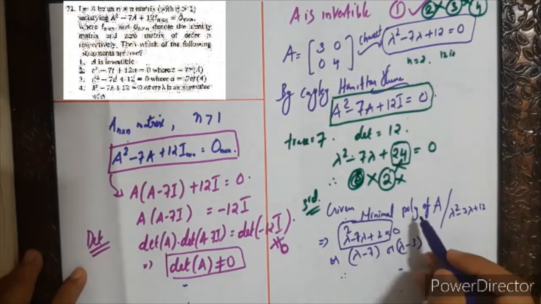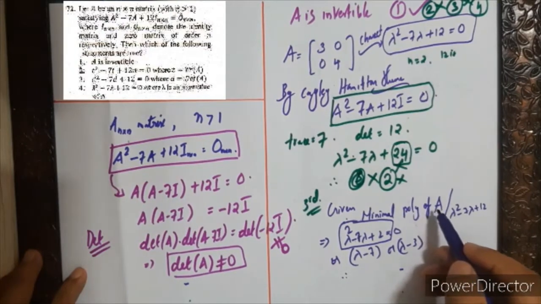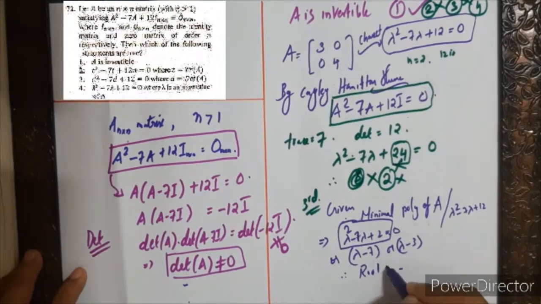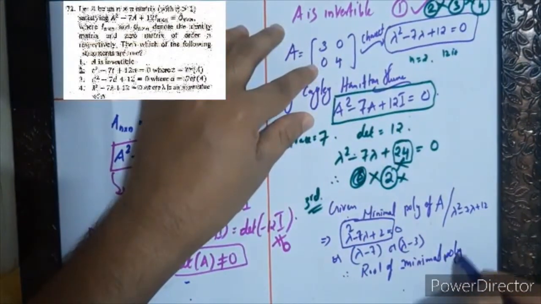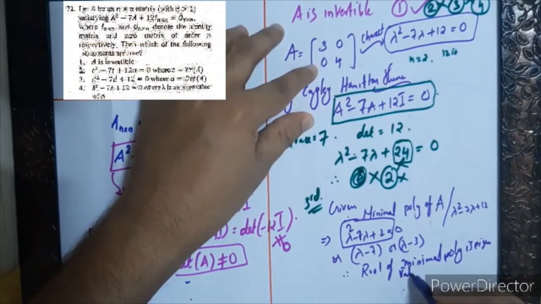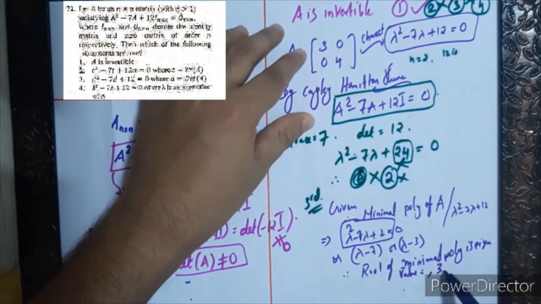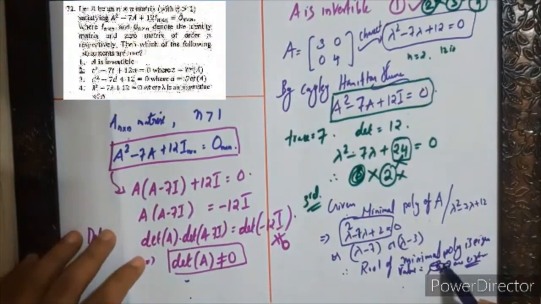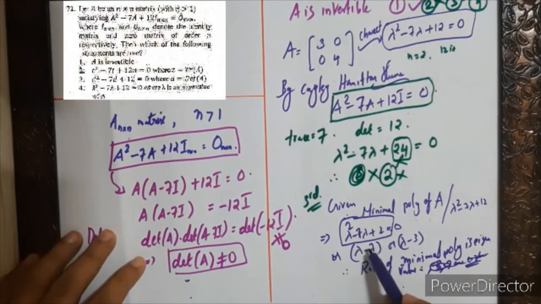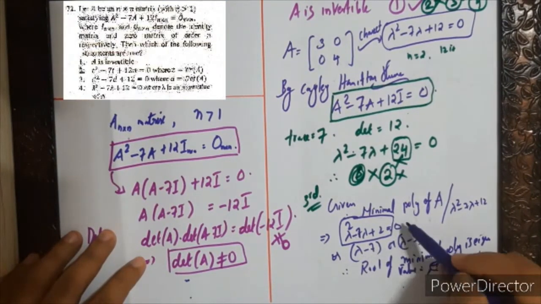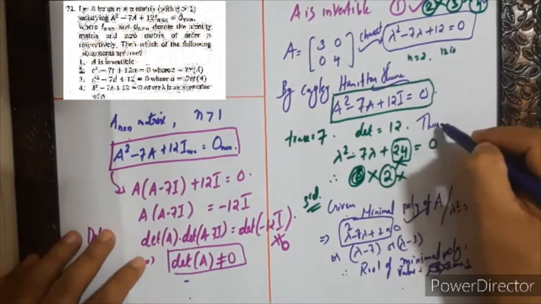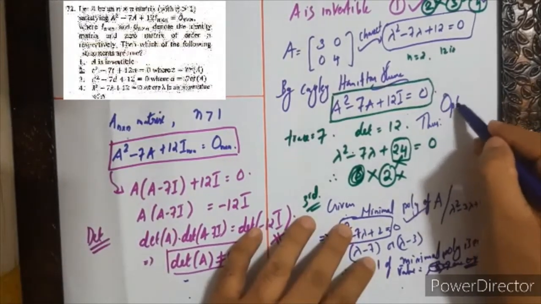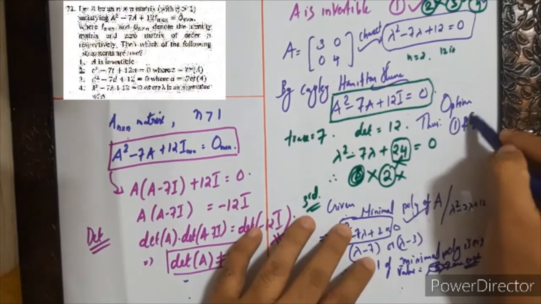Therefore a root of the minimal polynomial must be an eigenvalue. Root of minimal polynomial is an eigenvalue. Therefore 3 and 7 are eigenvalues. Therefore lambda satisfies this equation. Therefore the fourth option is also correct. Thus options 1 and 4 are the correct answer.